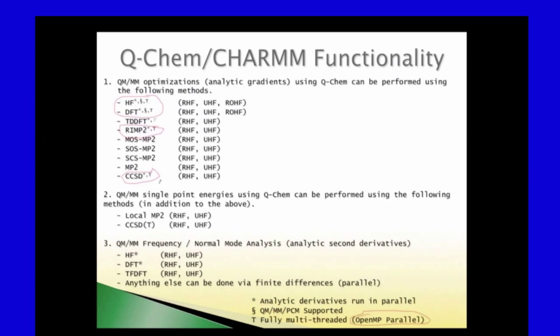But this means that you now can do CCSD for, say, some small region, do DFT for a larger region, and then use CHARMM's MM for solvent or more of the protein. You can also do even more accurate methods, but only energy is supported, for CCSD(T), for instance, and local MP2. And one of the things that I've worked with Yihan on, and I'll highlight in just a second, is implementing QM/MM analytic second derivatives and schemes to apply these, right?